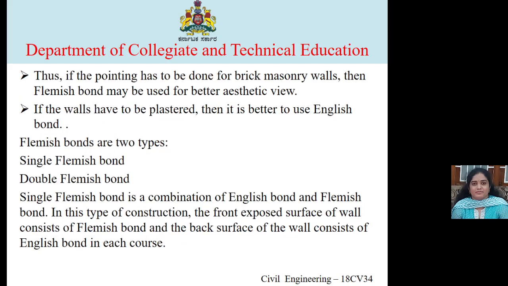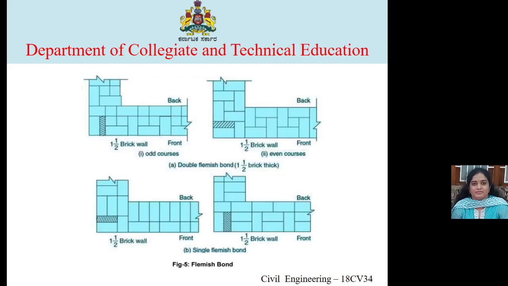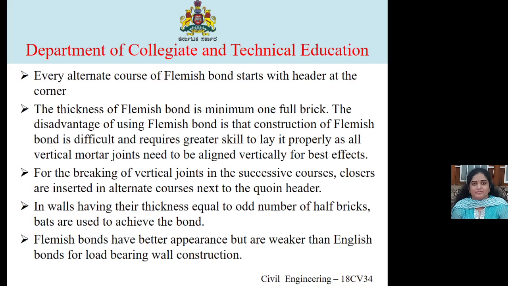Before that also, these are the different types of the Flemish bond. Before that, we'll see the different properties of this. This is something called a 1.5 brick wall. This is odd courses and even courses. Double Flemish bond, 1.5 thick brick wall. Single Flemish bond it is. You can see here. Every alternate course of Flemish bond starts with the header at the corner.